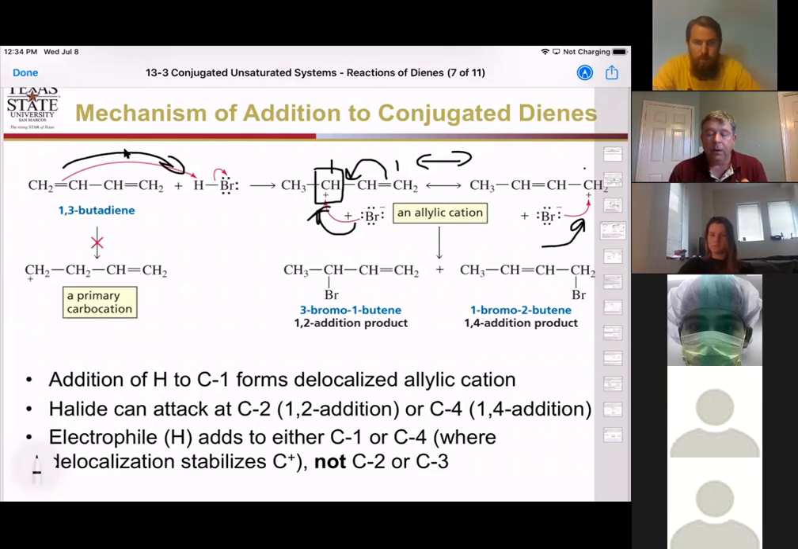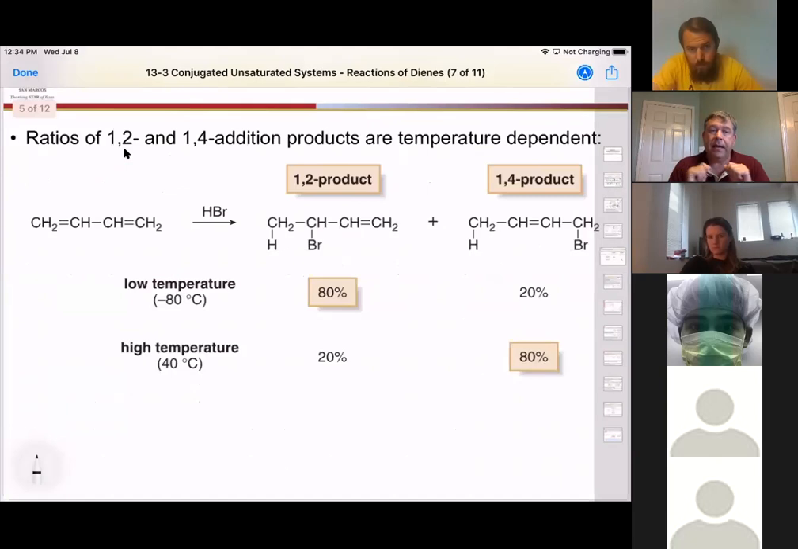So the allylic carbocation here is the thing that explains why we can get a 1,2 addition versus a 1,4 addition product. Okay, so can we predict these? That's the question, and we can. If we run this reaction with HBr at low temperature, the major product is going to be our 1,2 addition product, and our minor product is going to be our 1,4 addition product.